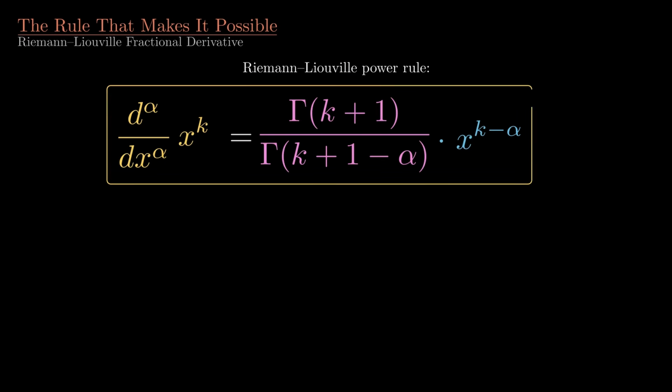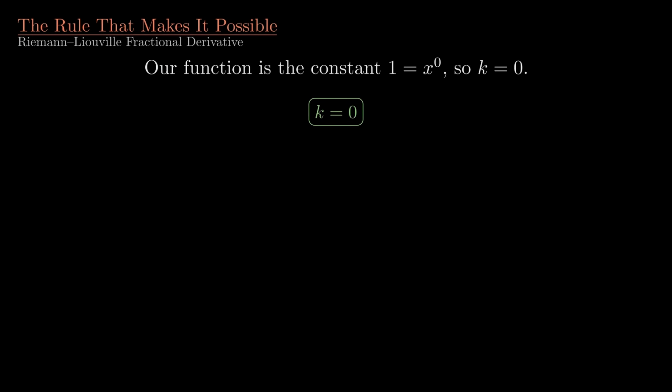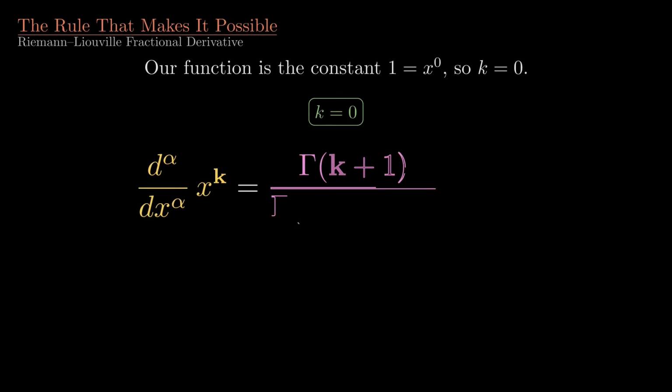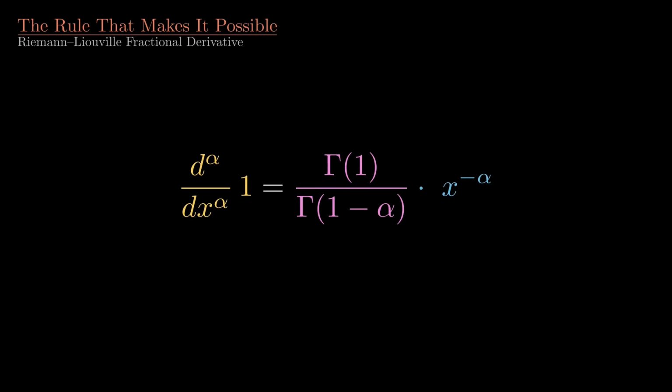Our target is the constant 1, which is just x to the power of 0. So, k equals 0. We plug 0 into our rule. The arithmetic inside the gamma functions and the exponent simplifies to gamma of 1 over gamma of 1 minus alpha times x to the negative alpha.